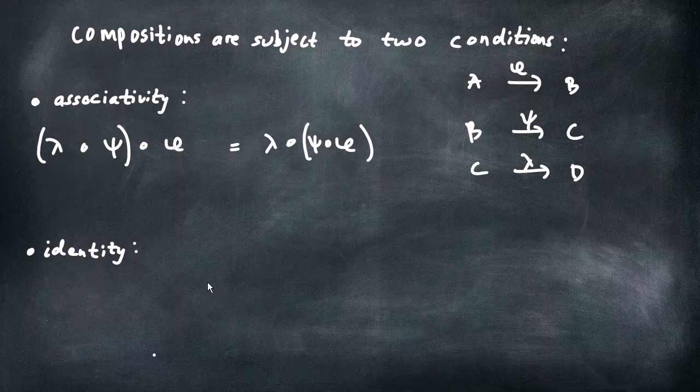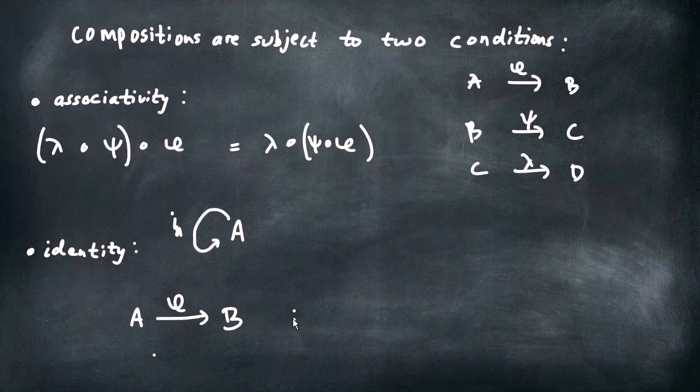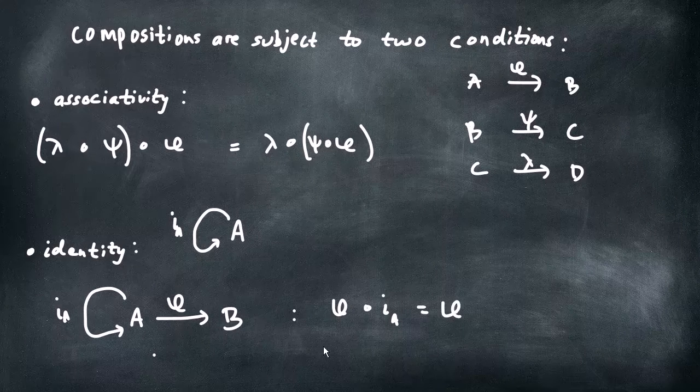Identities exist. For any object A, there is an identity morphism which takes A into A itself, such that if phi is a morphism from A to B, then we can compose phi dot IA, which is phi. And if there is a morphism from C to A, let's call that mu, then the composition IA dot mu is mu.